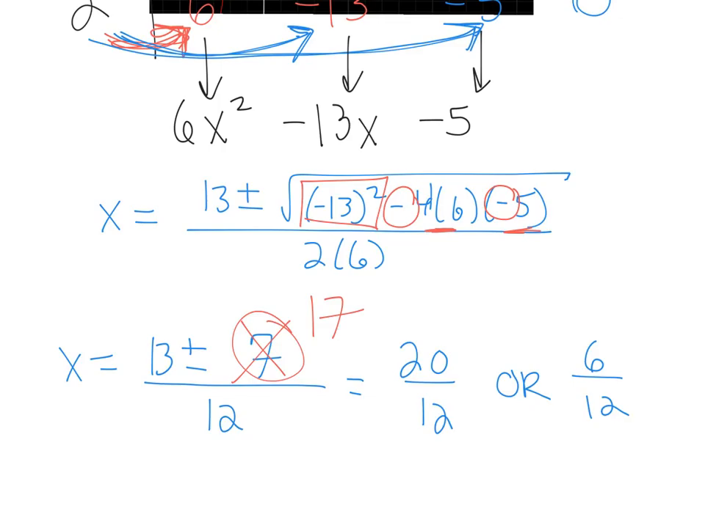I have the square root of 289, which is 17. Yeah. Okay, so we're going to have that 17. That's all right. We're going to have that 17 there, which makes this now 30 over 12, or negative 4 over 12.